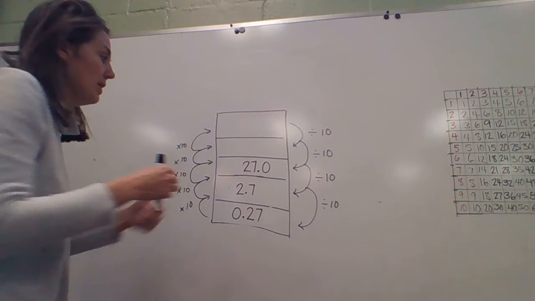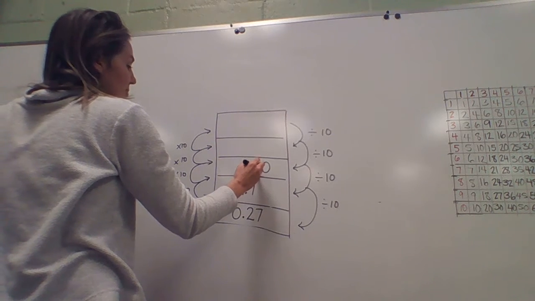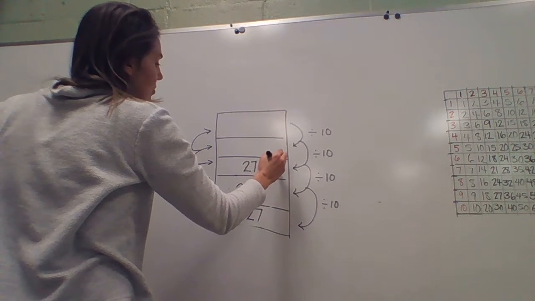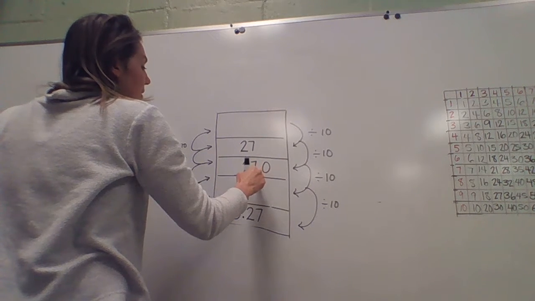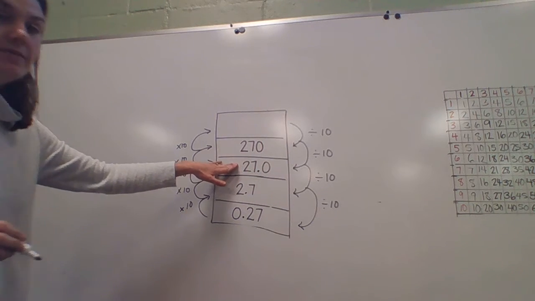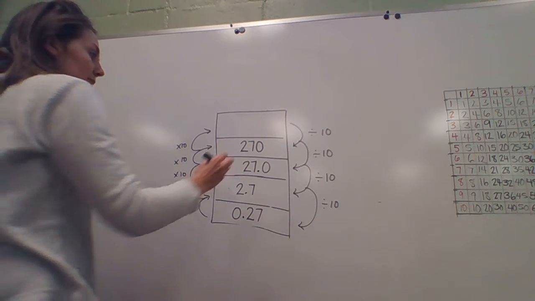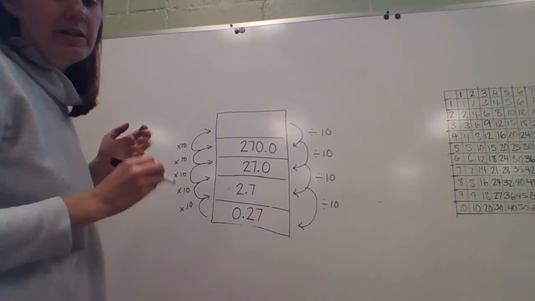Let's go ahead and bump it up. So now I'm going to multiply by 10 to go up to the next, and that means I'm moving my decimal place 1 value to the right. So now I have 2, 7. My decimal has moved over here. So now I have 270. And we can think about it as 270 and 0 tenths, right? That's not going to change it.